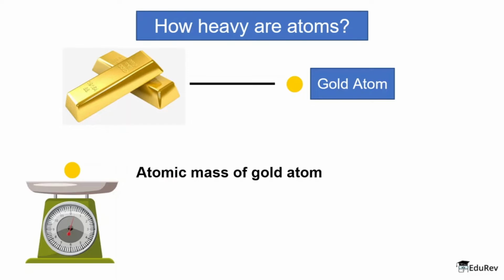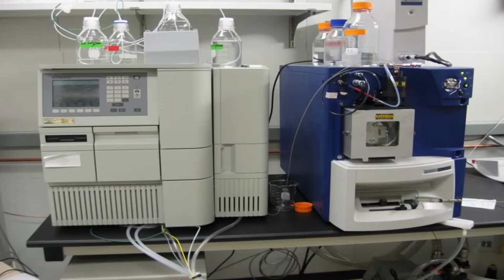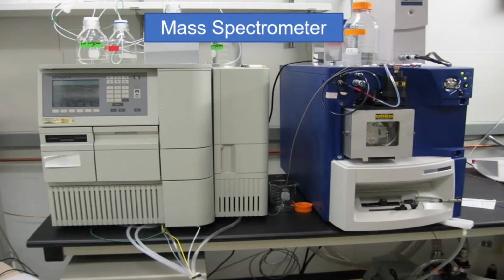So we cannot actually see them, feel them and hold them and put them on a weighing balance and measure their masses because they are not macroscopic. We can't even see them. So we need a different way by which we can measure the masses of atoms, right? So in today's world, we have beautiful techniques. We have very advanced machinery, one which is called a mass spectrometer, in which we can exactly measure the mass of even atoms, okay?